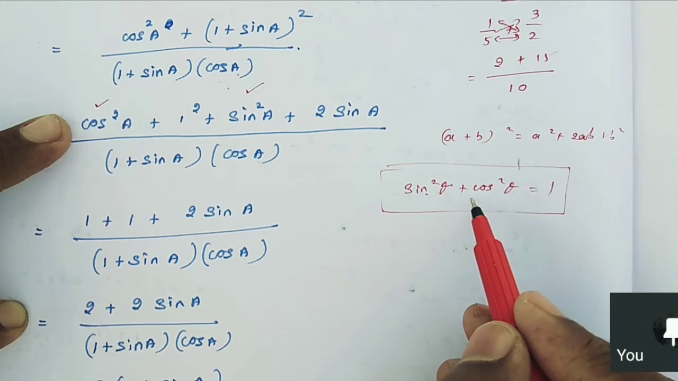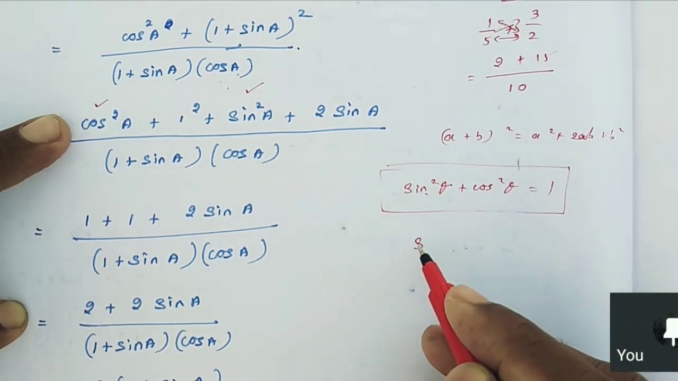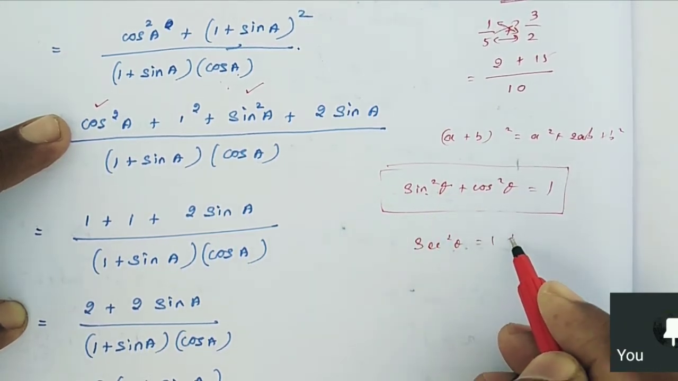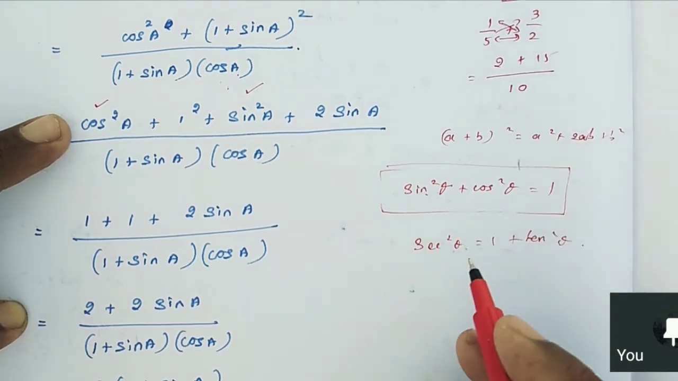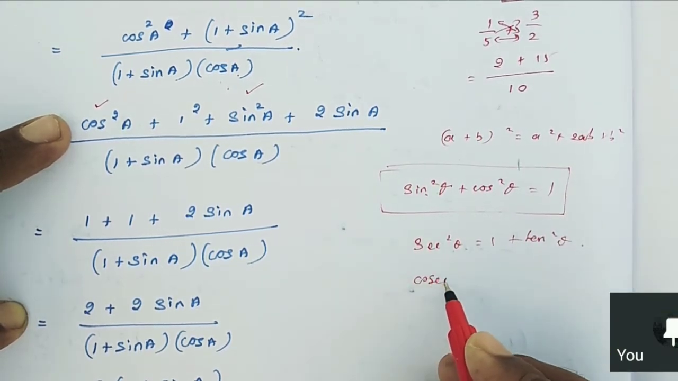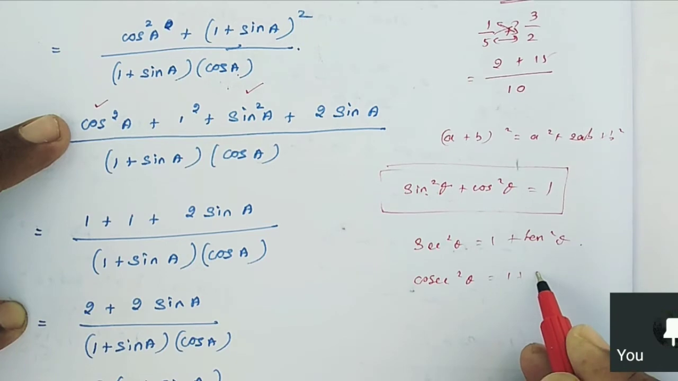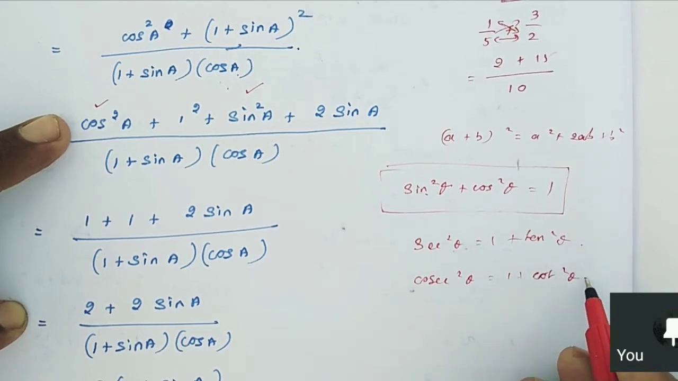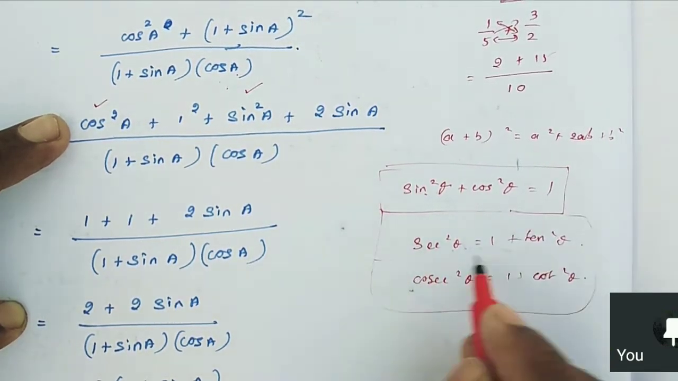Sine squared theta plus cos squared theta equal to 1. And secant squared theta is equal to 1 plus tan squared theta, right? We learned this identity, no? Cosecant squared theta is equal to 1 plus cot squared theta. Very good. So we learned these three identities, and we can use these identities.